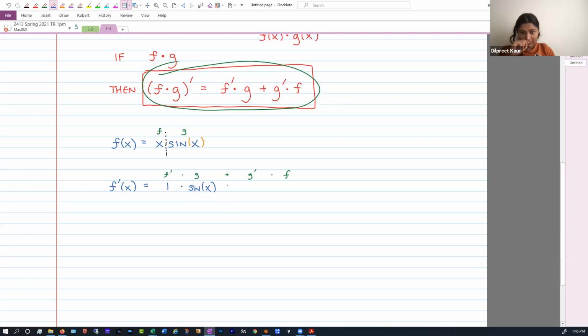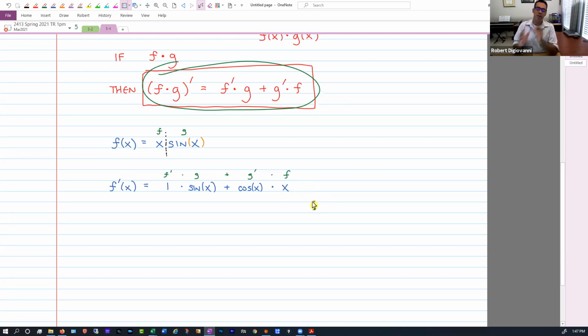Plus. The derivative of sine of x is cosine x. Now you're doing it, right? Cosine of x. And I'm going to put that x in parentheses and then keep going. And it's going to be x multiplied by x, times the f function without the derivative, which is x.